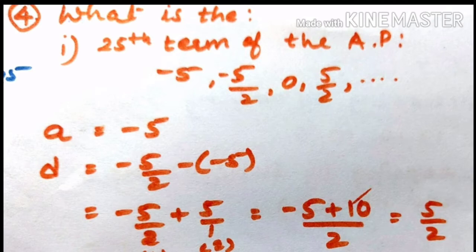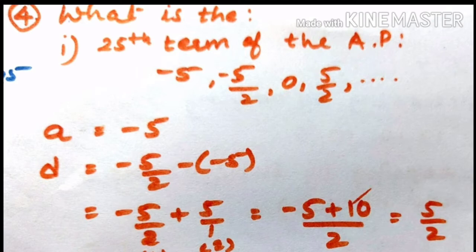What is the 25th term of the AP: minus 5, minus 5 by 2, 0, 5 by 2 and so on? This is our AP. Here we are given the AP, so we can write a, that is our first term. In the previous video I explained that the first term is denoted by small a and the common difference is denoted by small d.